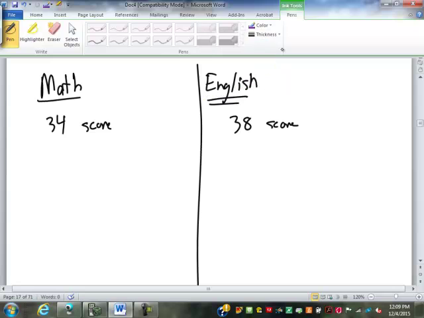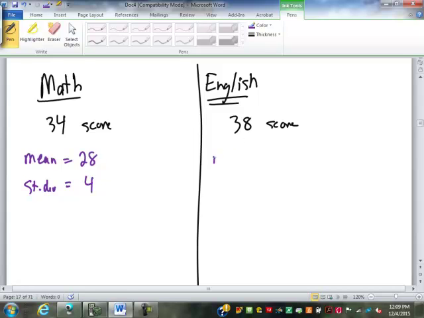It's tempting to say, hey, you did better on the English test. But maybe the English test was easier. What's more statistically accurate to do is to compare your score to the other people that took each test. So let's look at the math. Let's say the math score has a mean of 28 and a standard deviation of 4.